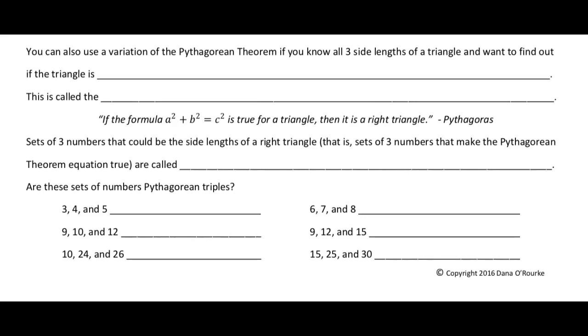So on our notes, the thing that you shouldn't have filled out right now is where it says you can also use a variation of the Pythagorean theorem if you know all three side lengths of a triangle and want to find out if the triangle is a right triangle. This is called the converse of the Pythagorean theorem.